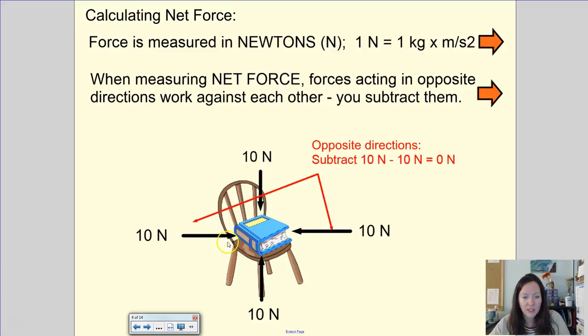So here, if you look at these arrows, they're all working opposite of each other. So if we were going to find the net force, the total amount of force acting on this book, we would subtract these numbers. 10 minus 10 is 0. So there's actually 0 amount of net force acting on this book. It seems kind of strange because of course there's forces acting on this book, but when you take them all into account, they're balanced out. 0 net force, and that's going to be important in just a second.